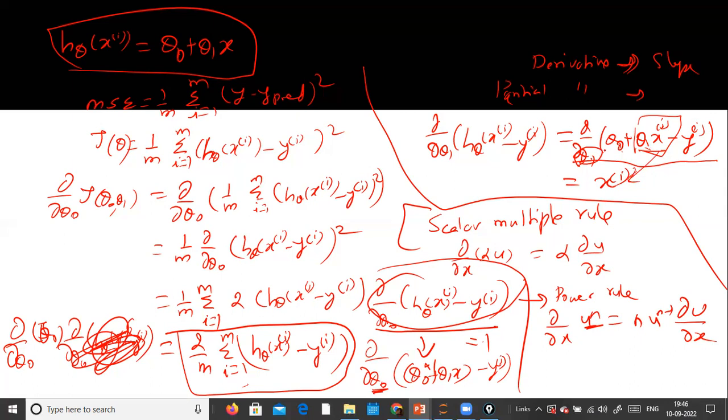When you take the partial derivative with respect to theta 1, all the values except theta 1 x will be considered a constant and will be dropped automatically. You are left with only theta 1 and x. Theta 1 is multiplied with x, hence when you take the partial derivative with respect to theta 1, the value is x i.